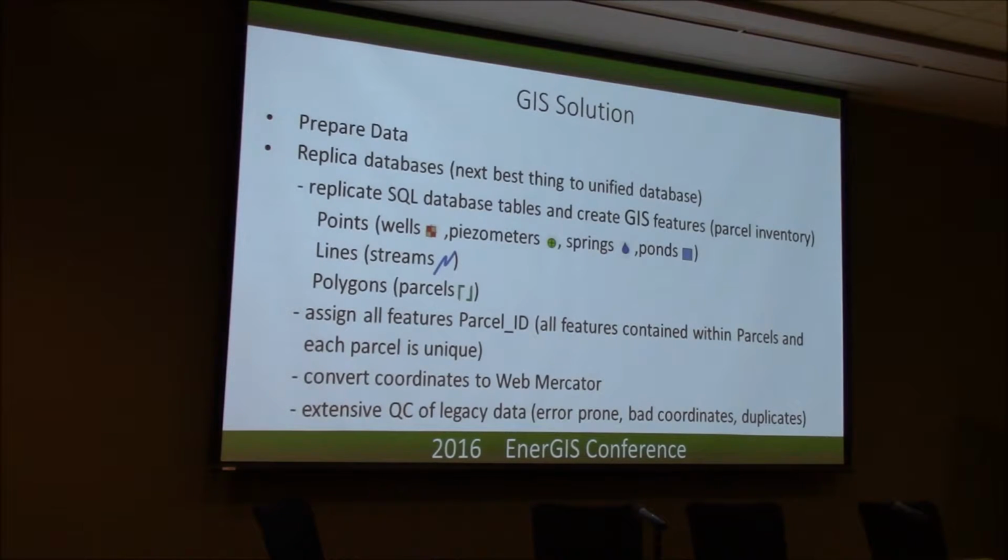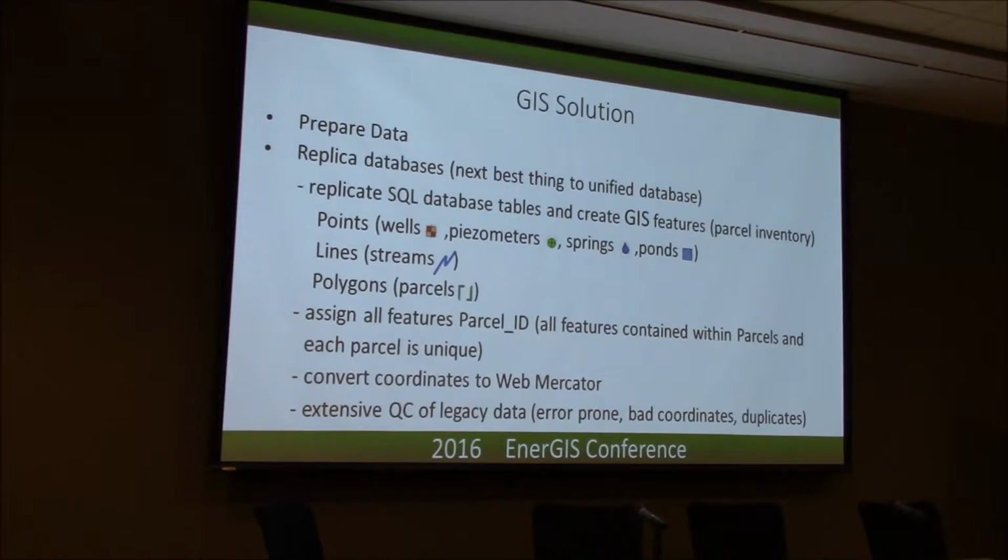So the GIS solution started out, we decided the next best thing to a unified database would be a replica database. So we started by going into the SQL database tables and making replicas of all the features that were in there for the parcel inventory. Some of the common things in there were wells and piezometers, springs, ponds. There were some line data, streams, and polygons.